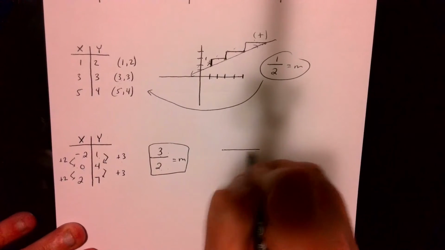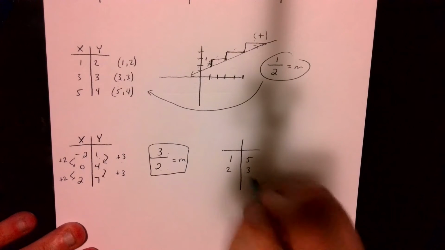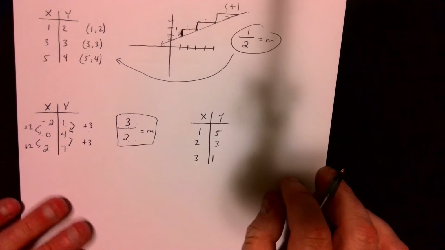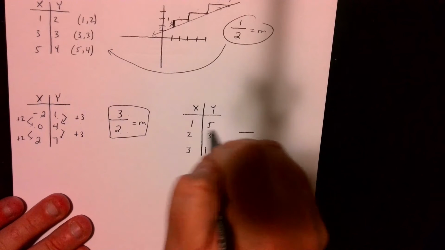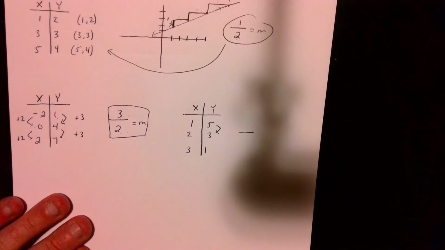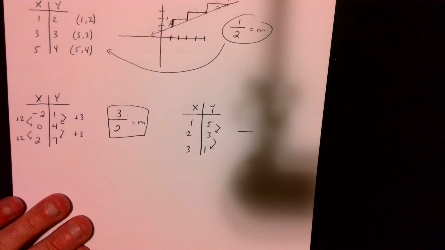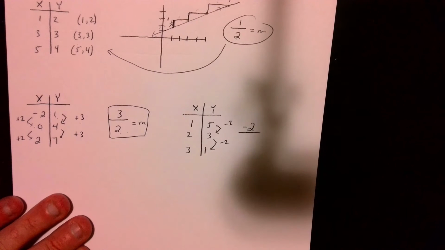If we have another table, and we have 1, 5, 2, 3, 3, 1. We know these are our x's, these are our y's. So what's our change in y over our change in x here? We're going from 5 to 3, and then 3 to 1. We're not adding, we're getting smaller. We're actually taking away 2. We're taking away 2 each time. So our change in y is a -2.